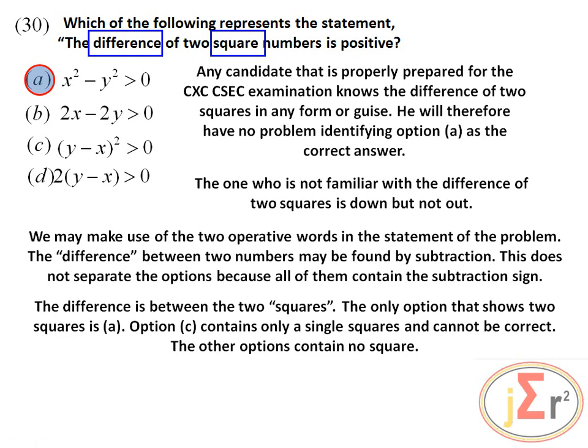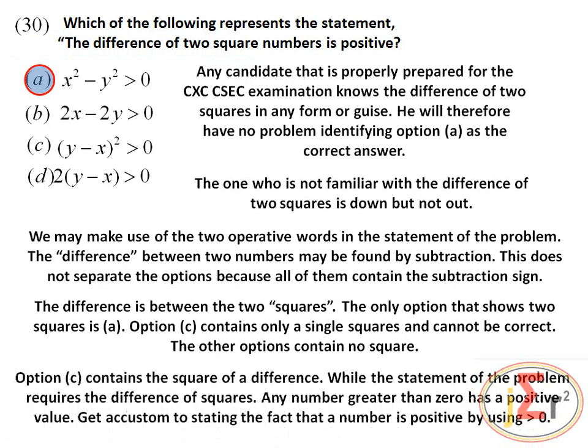So we are saying that the statement says two squares, and option A is the only one that contains two squares. C has a single square and cannot be correct. The other options contain no square. Option C contains the square of a difference, while the statement of the problem requires the difference of squares. Any number greater than 0 has a positive value. Get accustomed to stating the fact that a number is positive by using greater than 0.